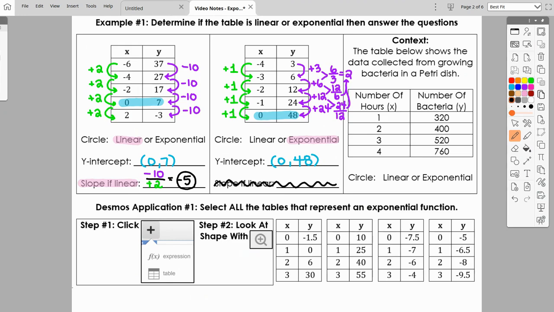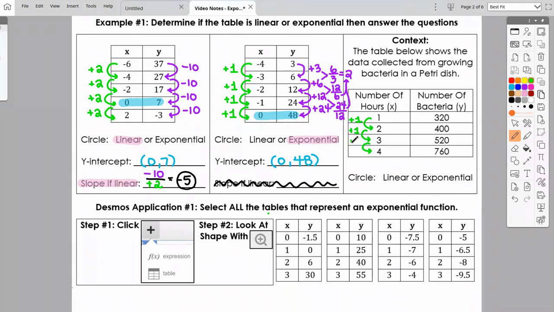We go ahead and look at a context problem. The table below shows the data collected from growing bacteria in a petri dish. We want to look at the number of hours, see that change between the x values here. From 1 to 2, I have a change of +1. From 2 to 3, I also have a change of +1.